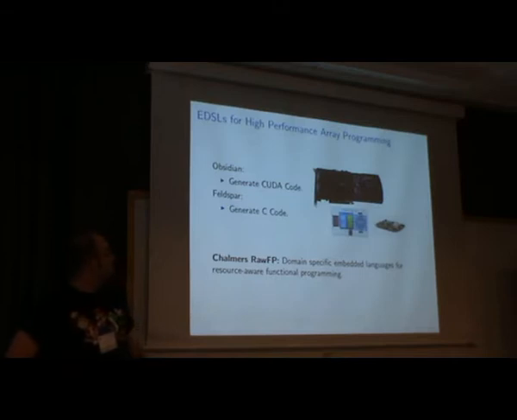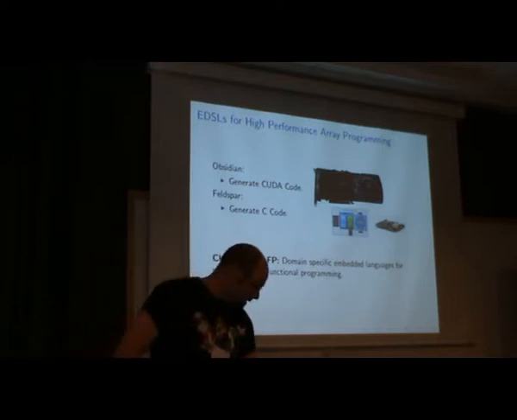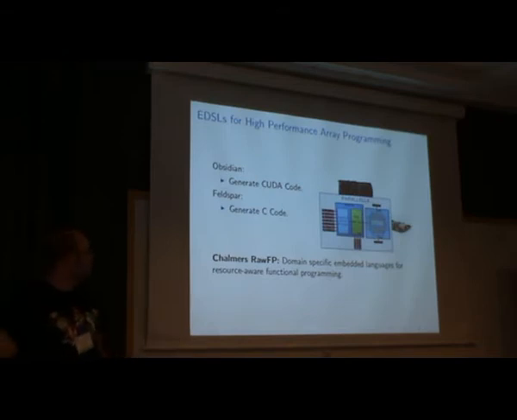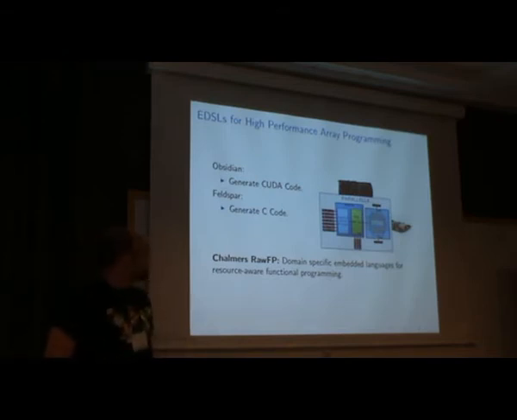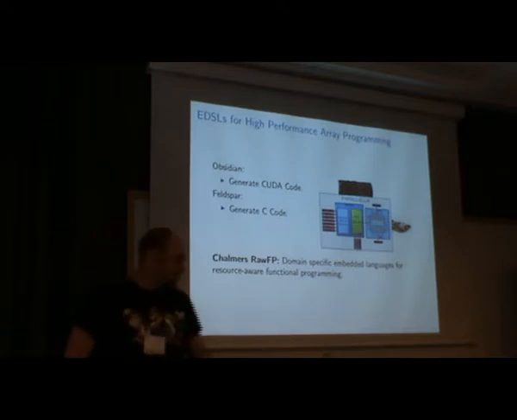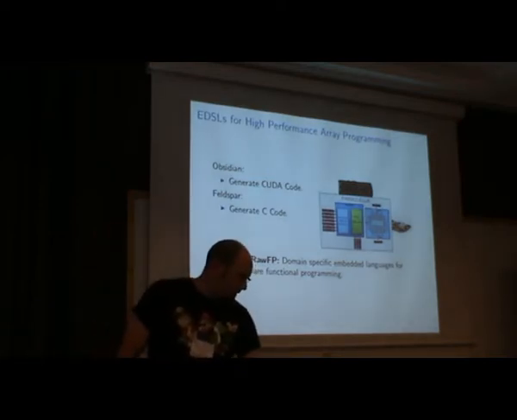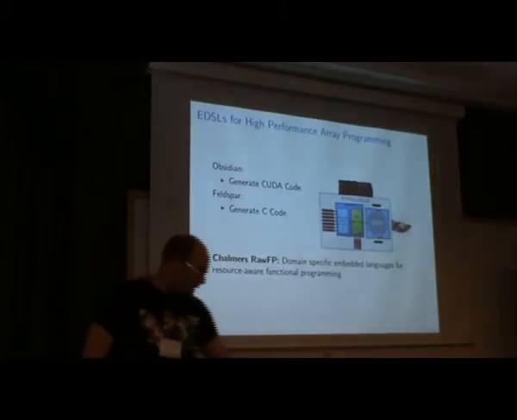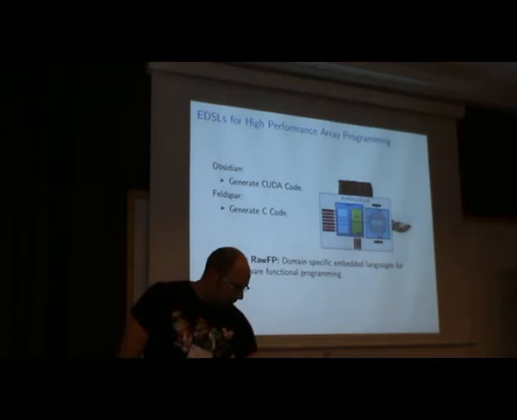When you program in Obsidian, you still see GPU specifics leaking up to your programming model. Feldspar is a slightly cleaner, more elegant language. It generates C code, and I think they have plans to target this parallel board and other things. So that's part of the Chalmers ROFP project, or resource-aware functional programming.